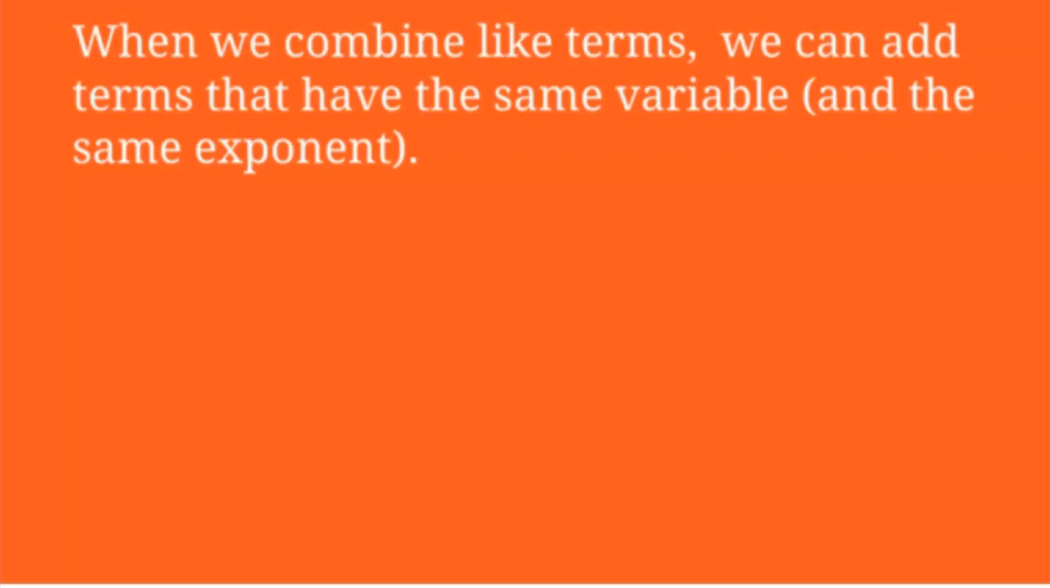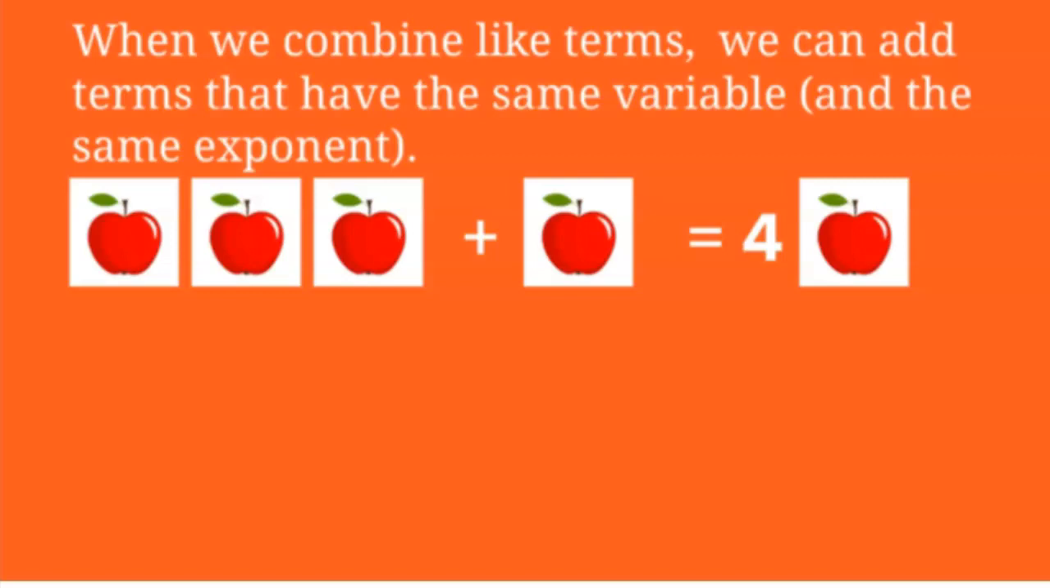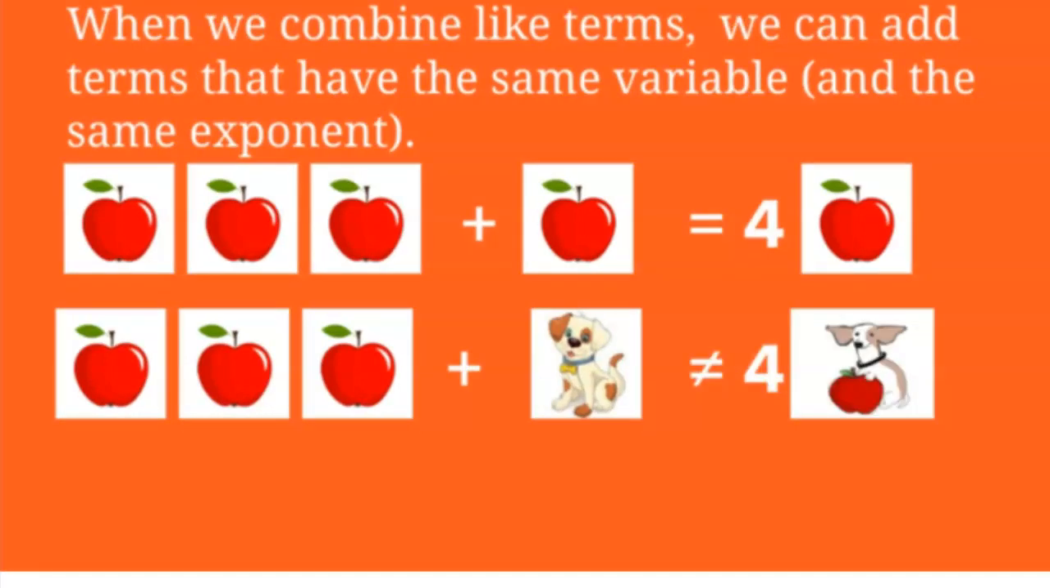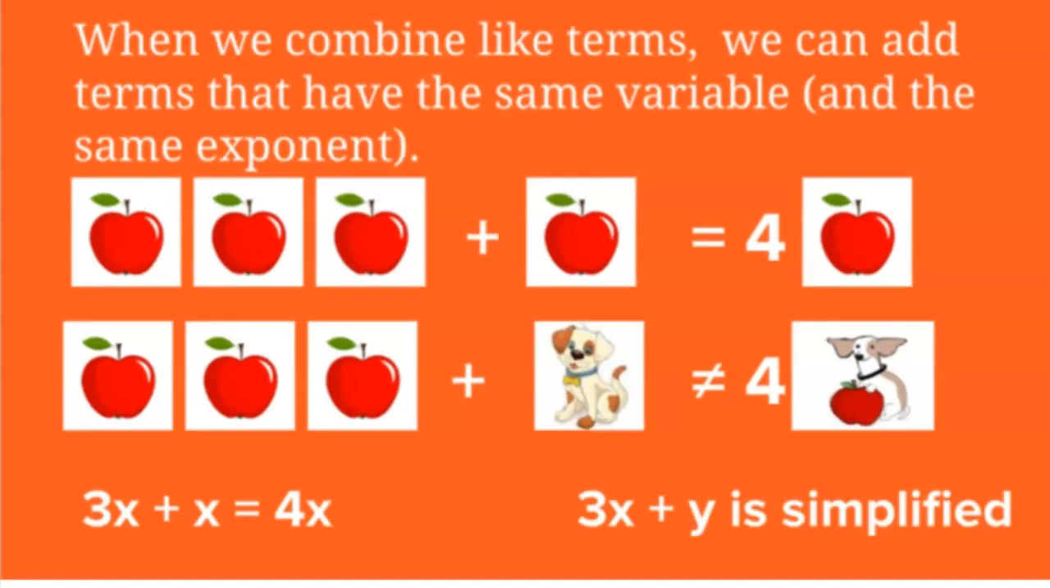Today we're focusing on combining like terms, and when we combine like terms, we can add terms that have the same variable and the same exponent. I want you to think about what you've noticed before. If I told you to add 3 apples plus 1 apple, you would probably pretty easily be able to tell me that you have 4 apples. But if I asked you to add 3 apples and 1 puppy dog, you would be like, well, no, that's not just 4 apple puppy dogs, is it? You would just still have 3 apples and 1 puppy dog. So similarly, if I asked you to add 3x and x, you would have 4 x's. But if I said 3x plus y, that's simplified. You can't go any further.